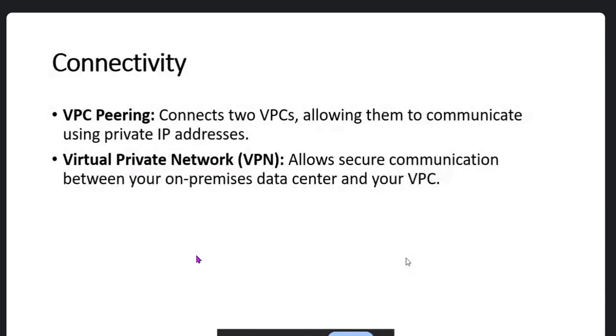The connectivity of VPC. VPC peering allows two VPCs to communicate using private IP addresses. Then virtual private network, VPN. It allows secure communication between the on-premise data center and your VPC.